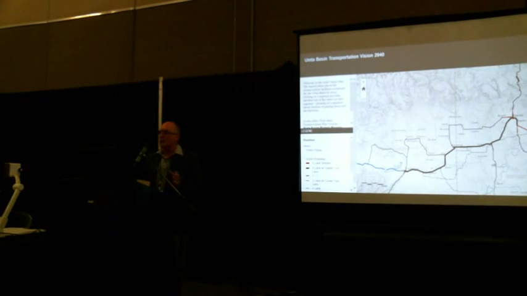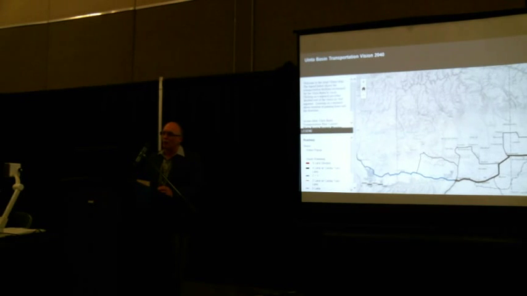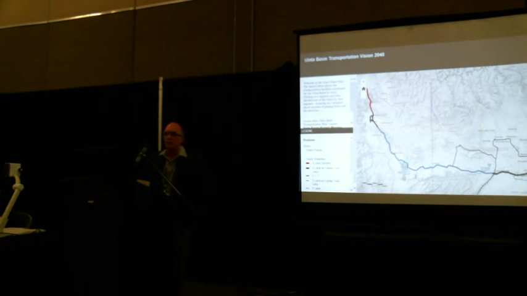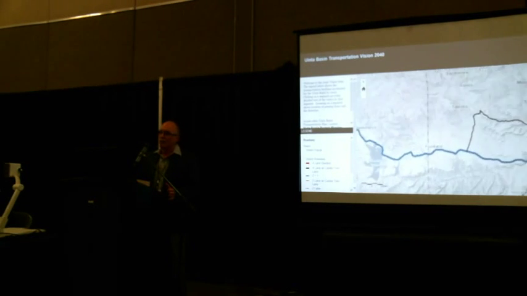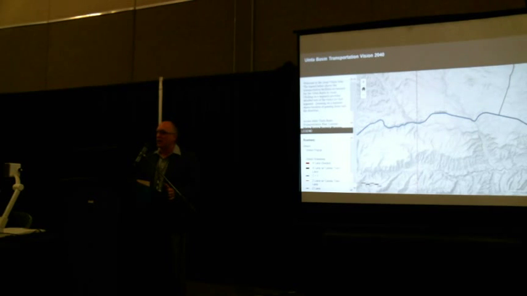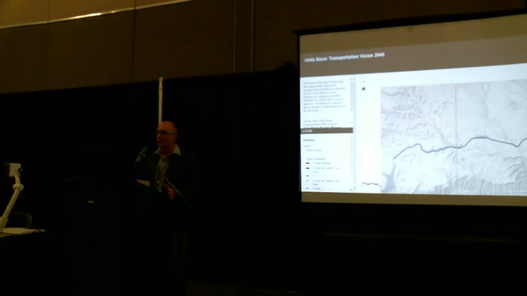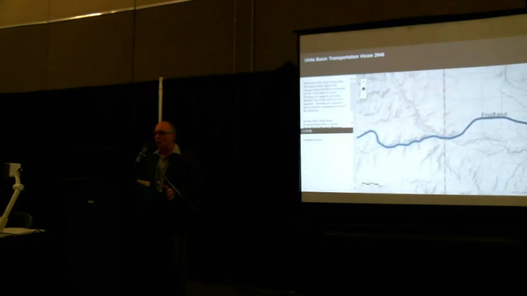We also know that the locals really wanted to see the 5-lane go all the way to Heber City. And as we started analyzing the data, we just couldn't justify it. We couldn't come up with a 5-lane that extended that whole distance. What we struck upon, however, was what's called a 2+1 facility.